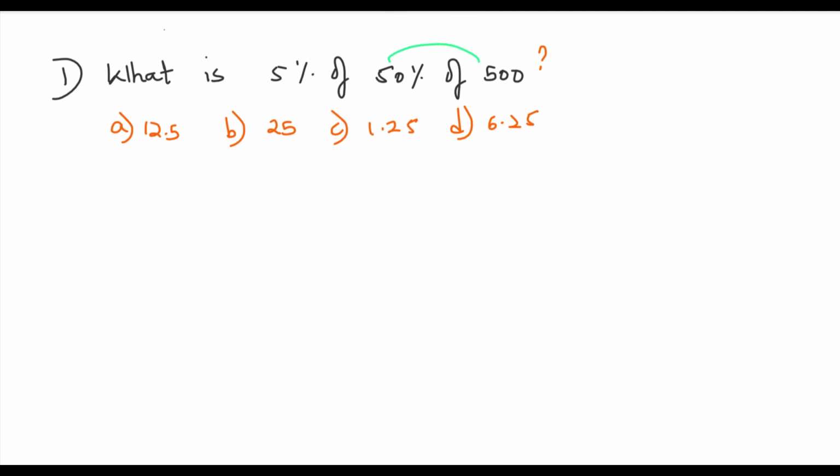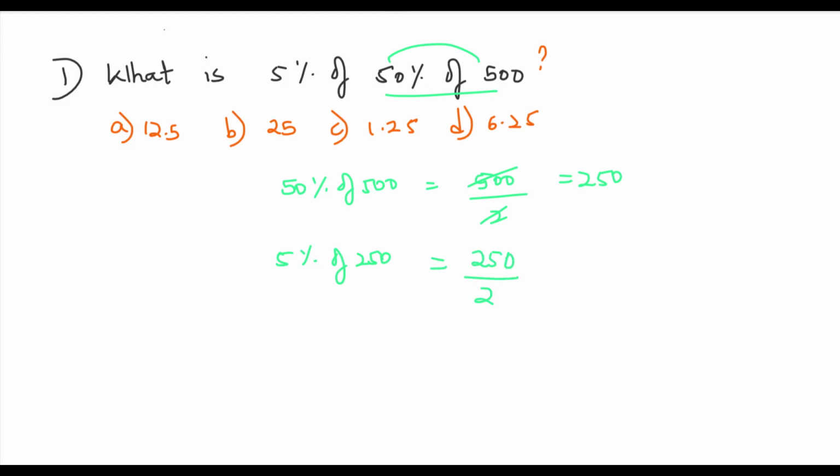First we'll solve 50% of 500. So all you have to do is divide 500 by 2. Your answer is 250. Next step is 5% of that 250. Therefore 250 divided by 20. 0 gets cancelled. What is 25 by 2? 12.5. This is your answer.